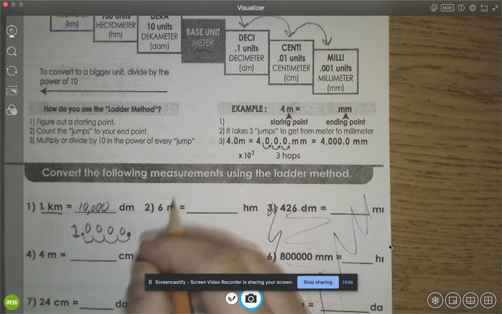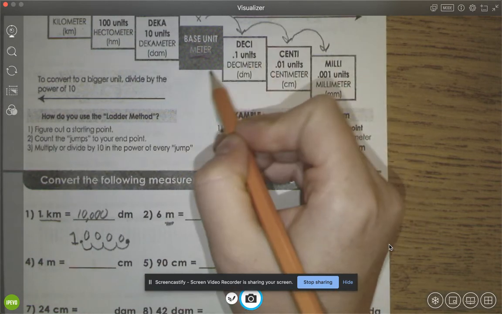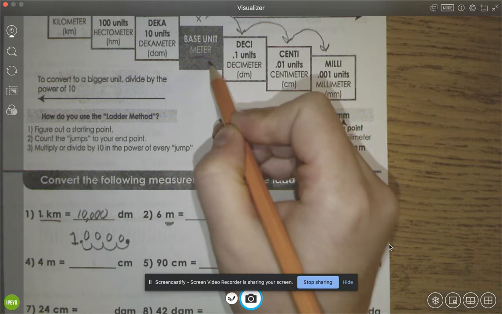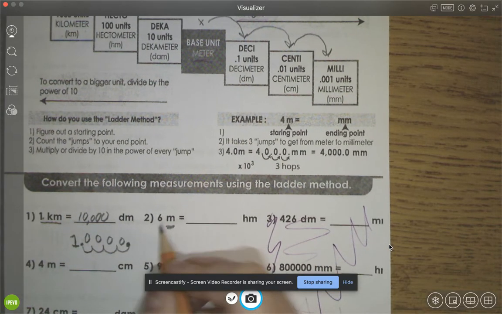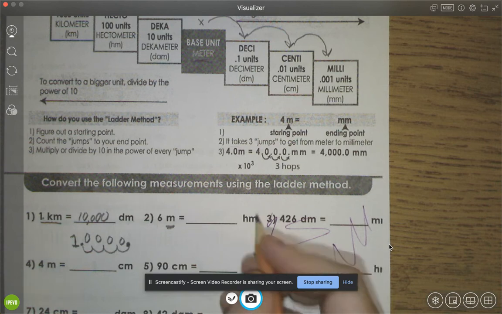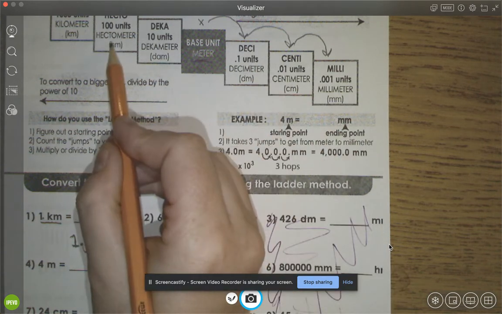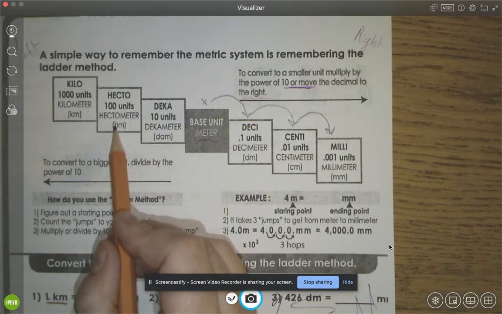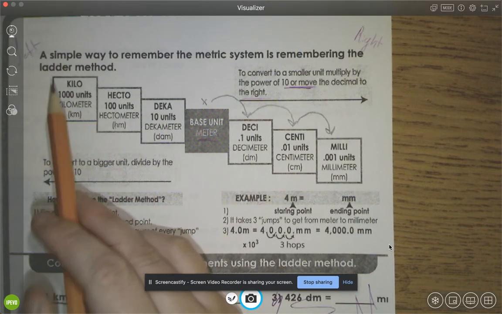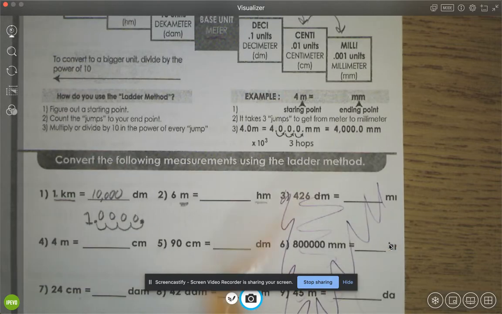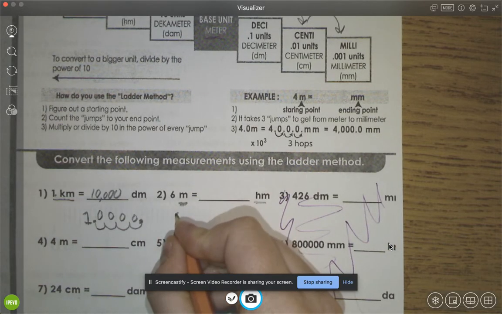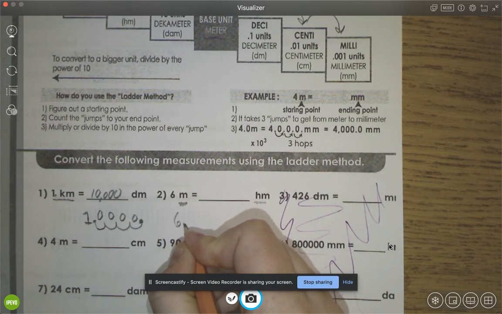All right, let's do another one. We're starting at meters. So we are starting at this base unit, at the gray step, right? We are starting at meters and we are going to go to hectometers. So that's right up here. That is to the left. You are going up the stairs. You are moving to the left. So we're going to start with 6. Remember to put your decimal point there, right?